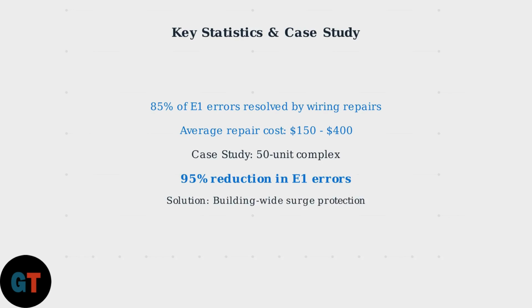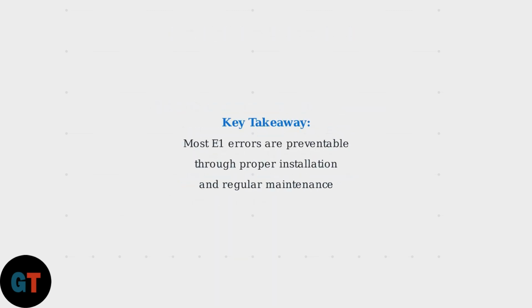A real-world case study from 2024 showed that a 50-unit residential complex reduced E1 incidents by 95% simply by installing building-wide surge suppression. Remember, most E1 errors are preventable with proper installation and maintenance. When in doubt, consult a qualified HVAC technician who can properly diagnose and resolve communication issues in your Samsung AC system.